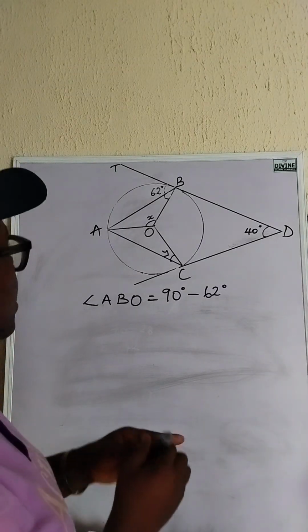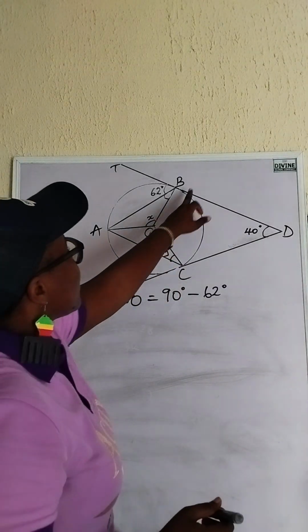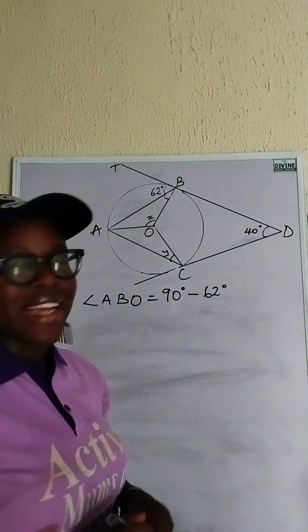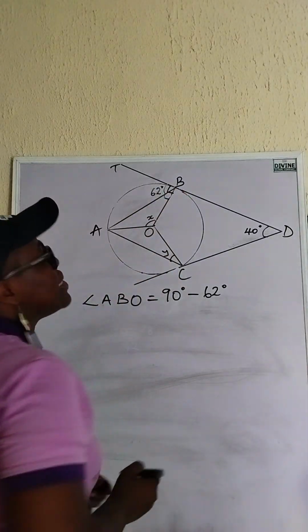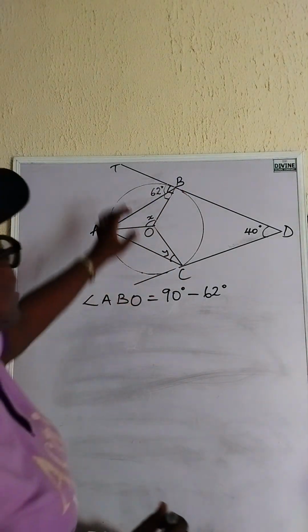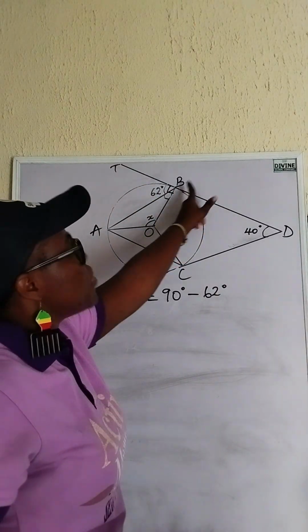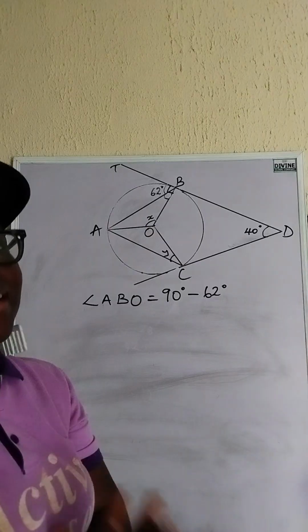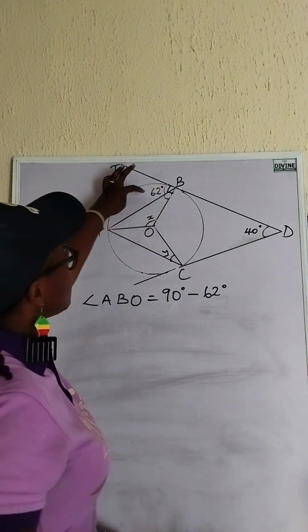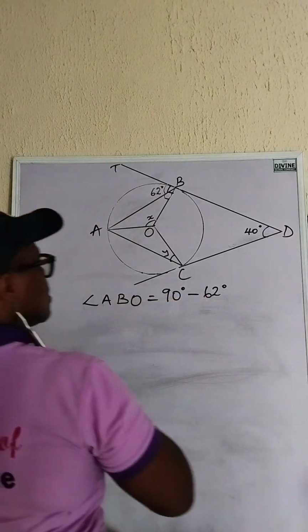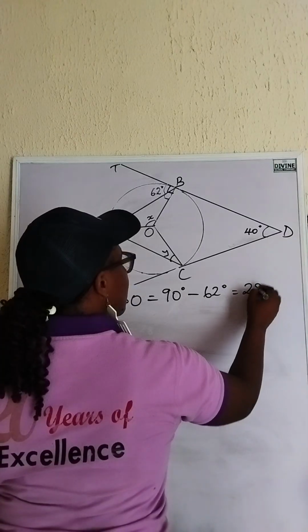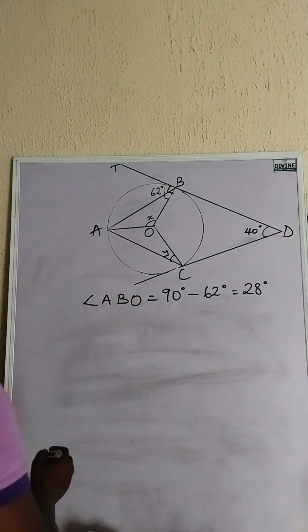Why are we doing this? Because a radius and a tangent form 90 degrees. So this part from here to here is 90 degrees. Whenever a tangent meets the radius of a circle, they form 90 degrees. So if this is 90 degrees and this part is 62 degrees, this part becomes 90 minus 62 degrees. That gives us 28 degrees.